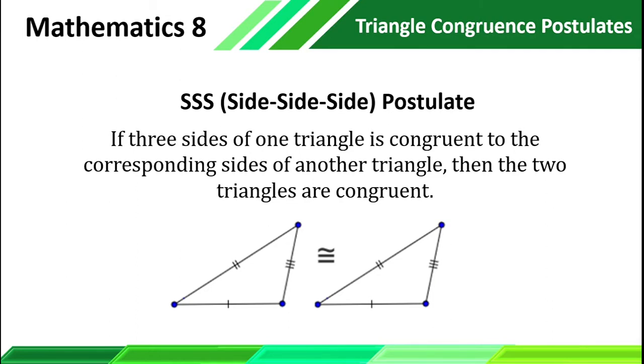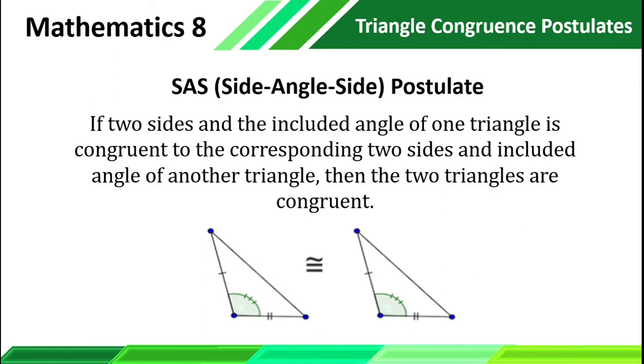We also have the SAS postulate, or the side-angle-side postulate. If two sides and the included angle of one triangle are congruent to the corresponding two sides and included angle of another triangle, then the two triangles are congruent. As you can see in the illustration, there are two corresponding sides and the angle should be inside those two corresponding sides. We can say that this is congruent through the use of the side-angle-side postulate.